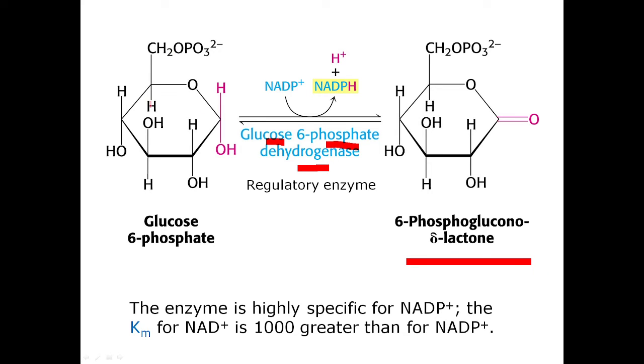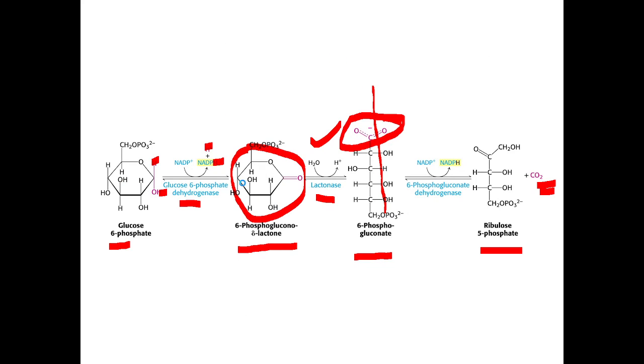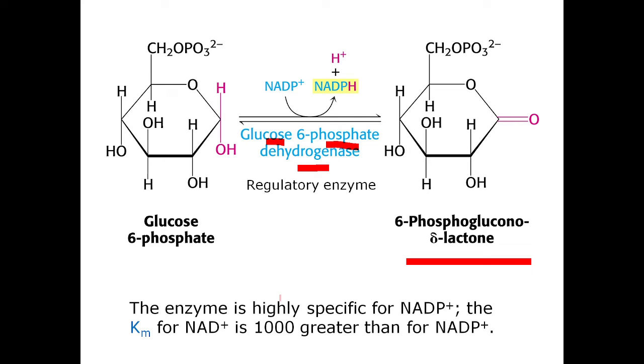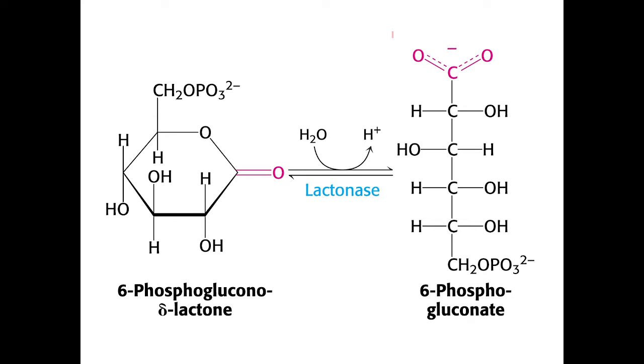So basically this first reaction we have shown again as an individual reaction. This enzyme is highly specific for NADP+. The Km for NAD+ is 1000 times greater than for NADP+. So the glucose 6-phosphate dehydrogenase enzyme is very specific for NADP+, meaning the probability is very high that NADPH is only produced in this reaction.